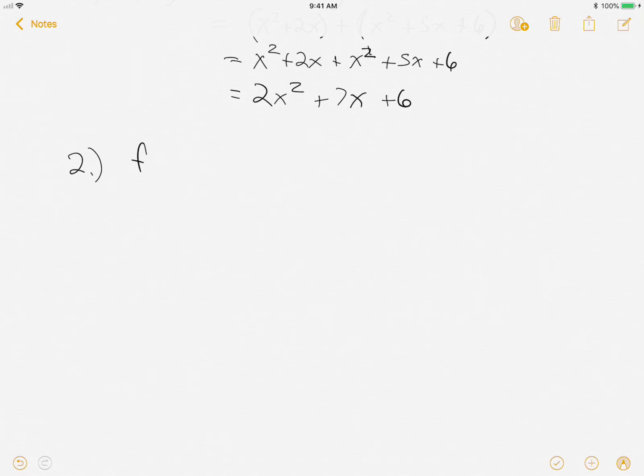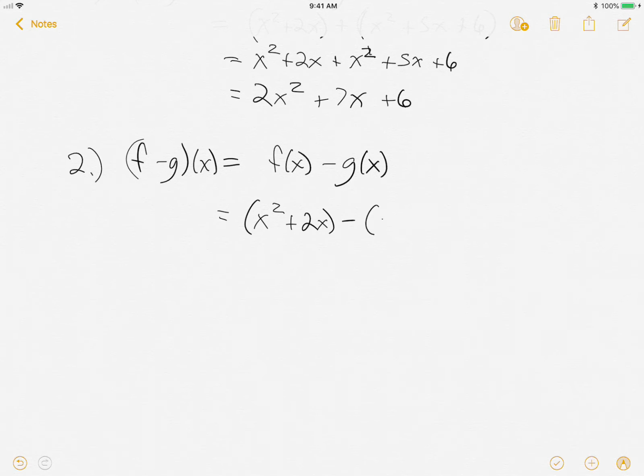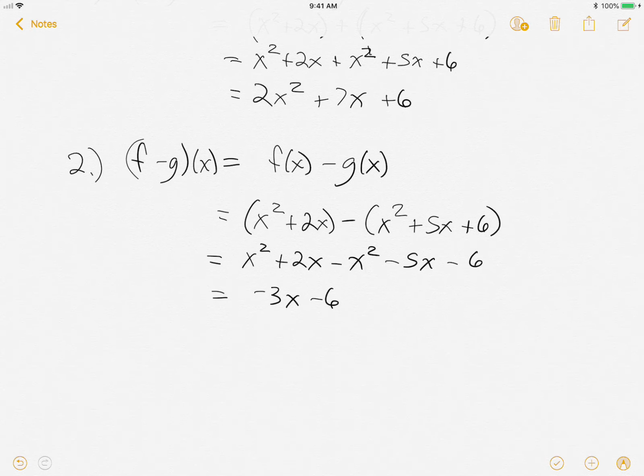Let's say I do f minus g of x. That's f of x minus g of x. That's going to be x squared plus 2x minus x squared plus 5x plus 6. Now, I have to distribute the negative sign to all the terms in the second parentheses, so it becomes negative x squared, negative 5x, negative 6. Then combine like terms. My x squareds go away. I have 2x minus 5x, which is negative 3x, and then the negative 6.